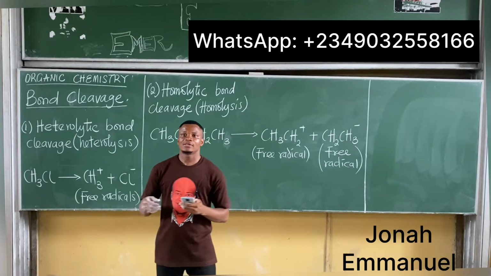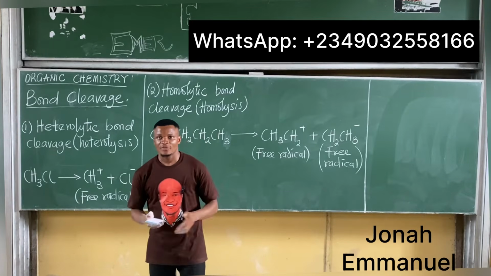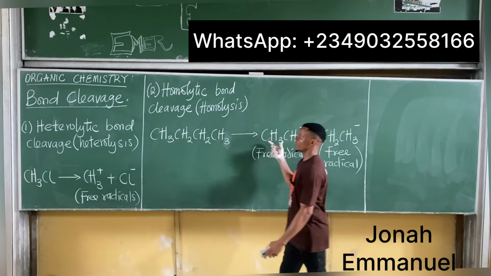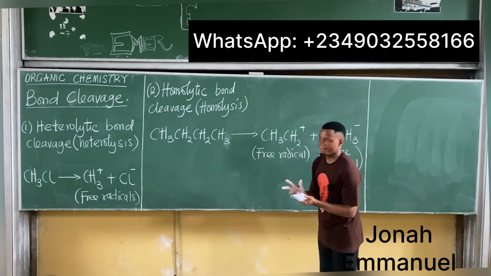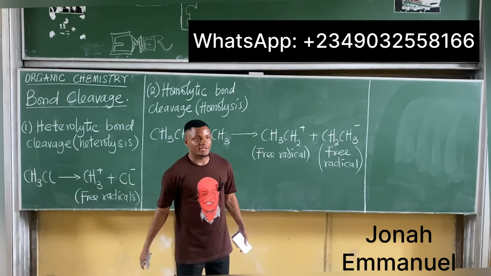So I said the easiest way to know is this. I said look at the products. If the products are the same, it's a homolysis. Homo, same. If the products are different, it's called what there? Heterolysis. That's all.